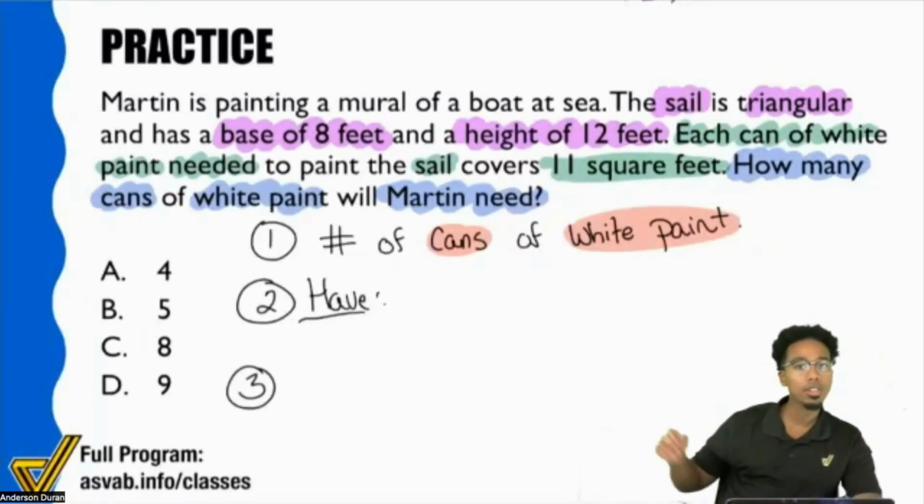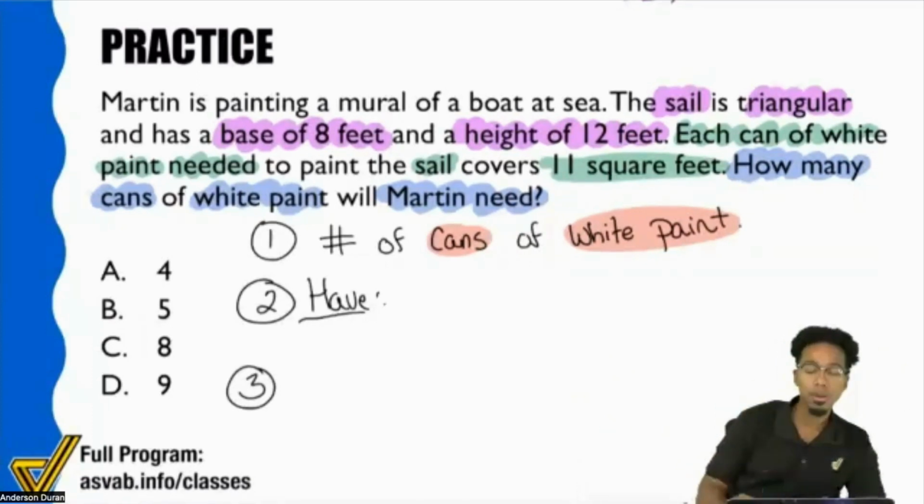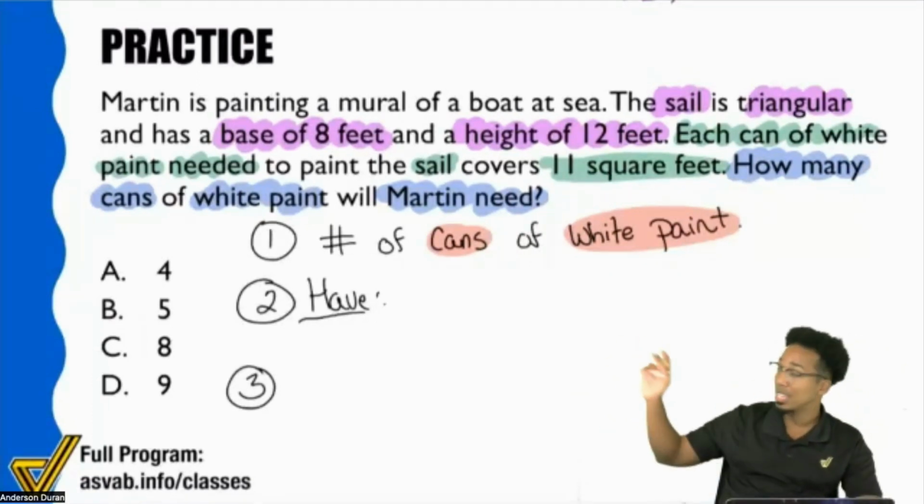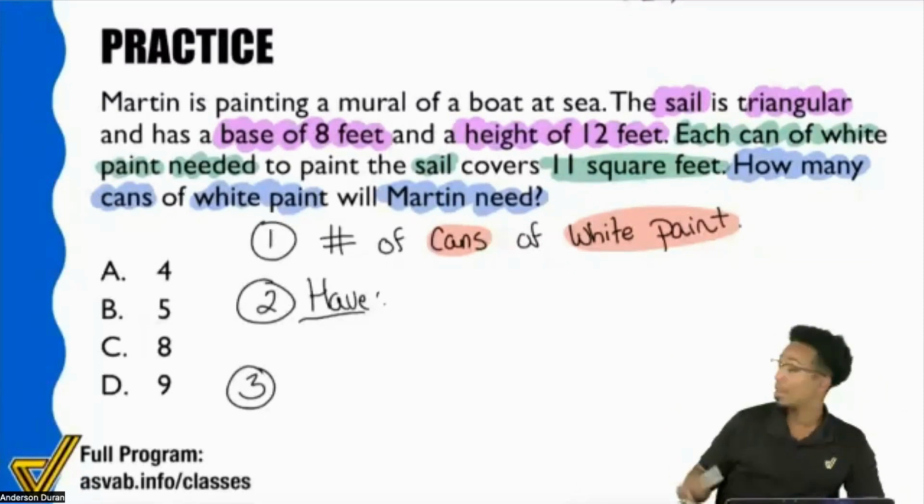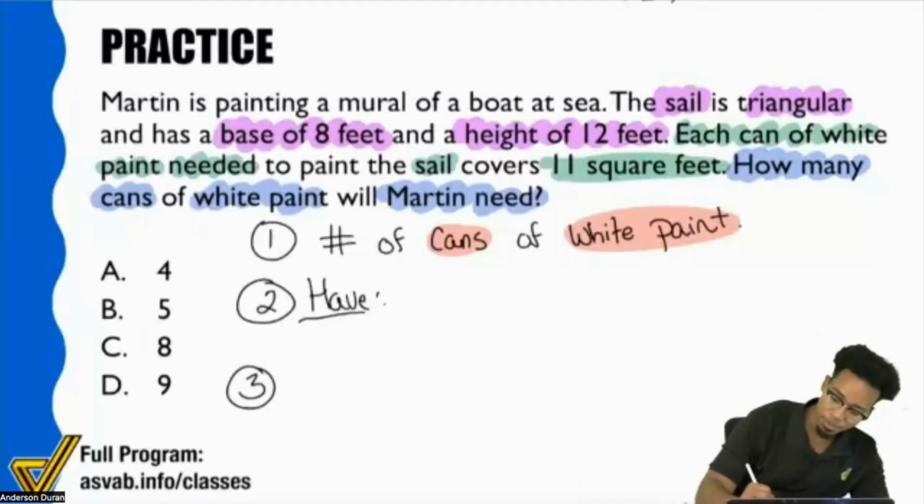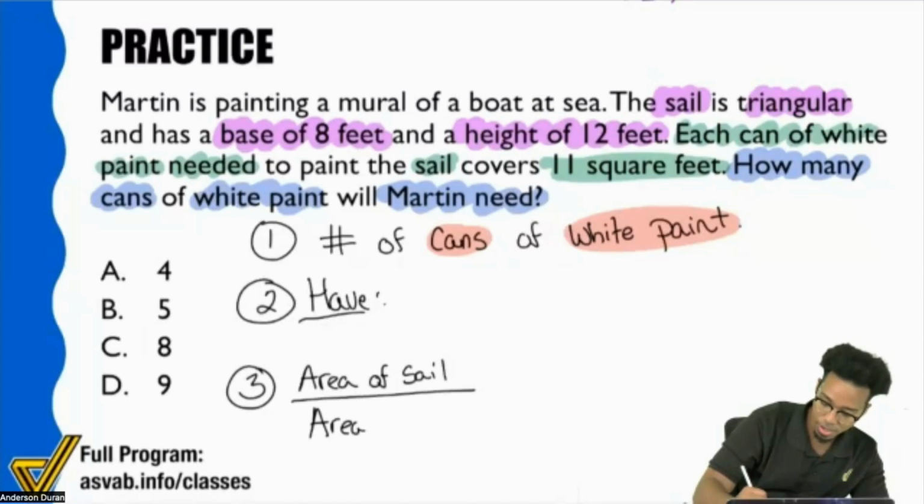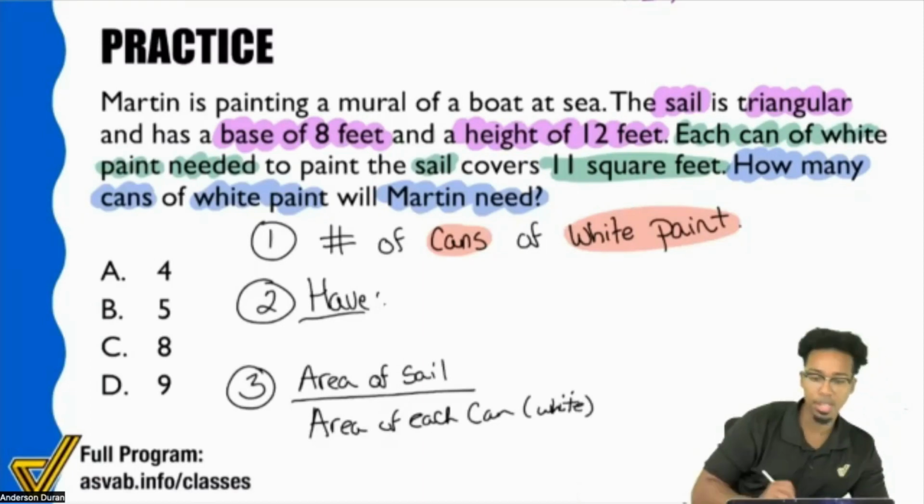Notice how we didn't even talk about the numbers yet. All I know is that since I have a triangle, I'm given the ingredients for the formula, and I'm telling myself that every can covers that much area. Well, guess what? We're dividing these areas, not multiplying them, we're dividing them. So we're going to say the area of the sail divided by the area of each can of white paint.